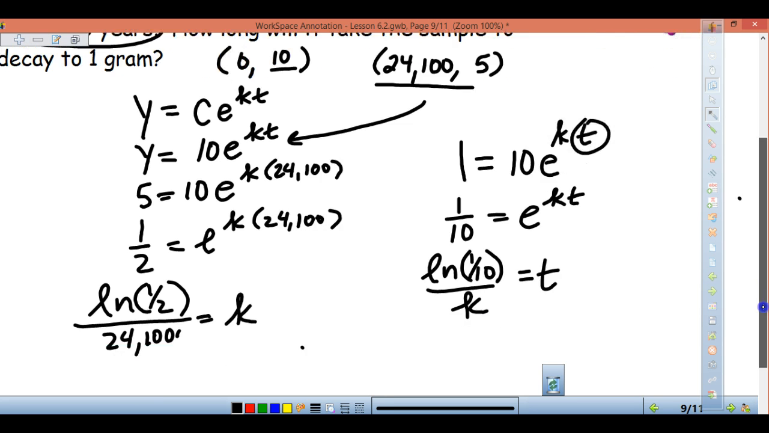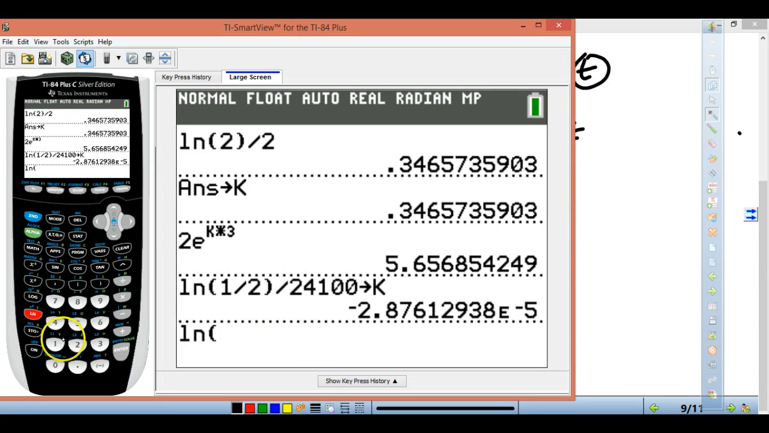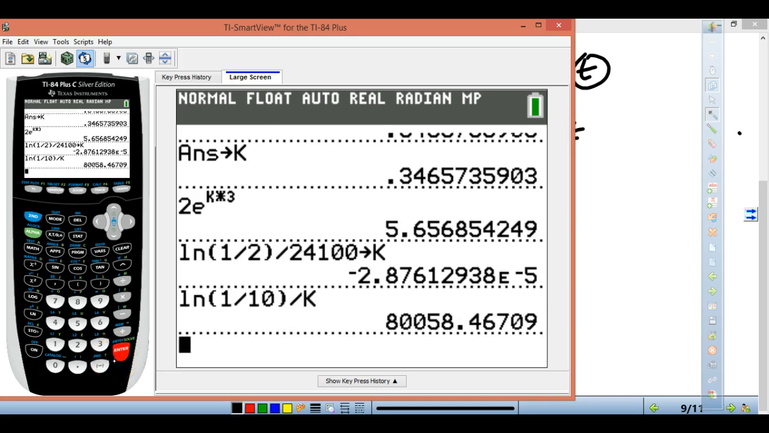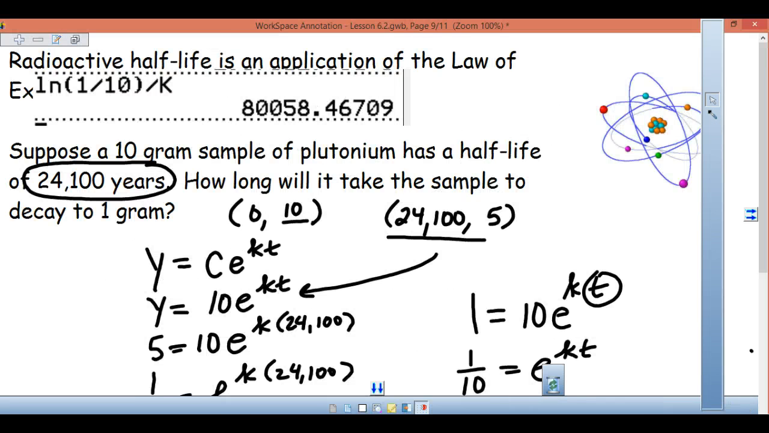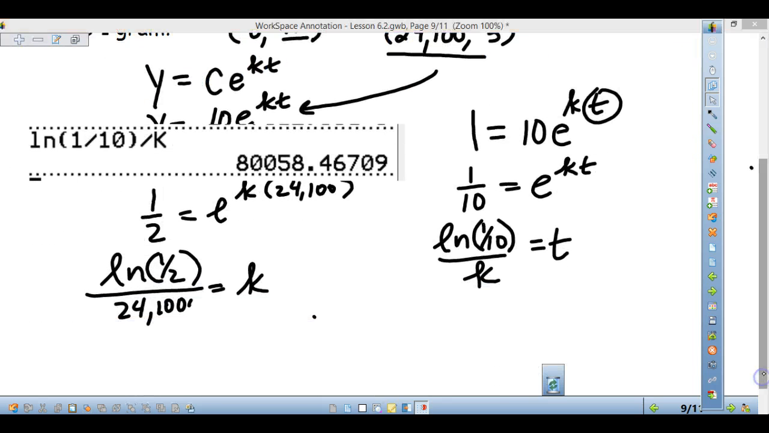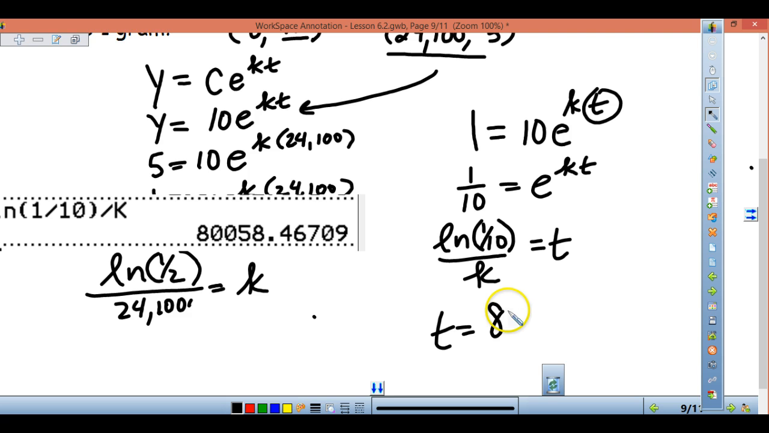So on my calculator, I want to take the natural log of 1/10 and divide by k. All right, I'm going to take a picture of that so I'm not flipping back and forth. So I know that the amount of time that it's going to take is 80,058.467 years.